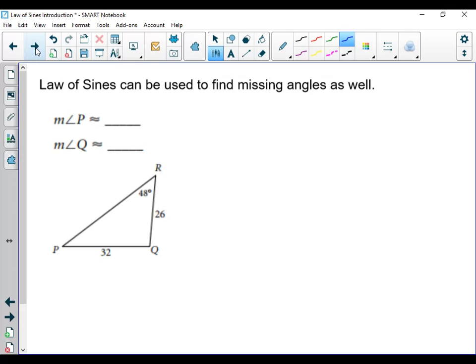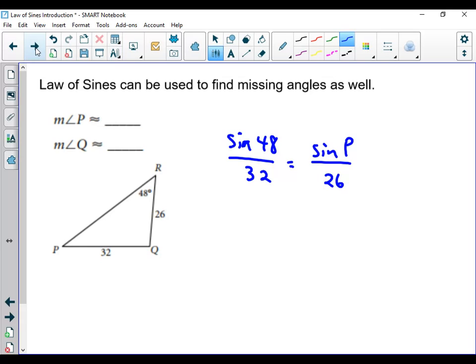So I have the sine of 48 that I can put over 32. And that should be equal to the sine of any other angle over its opposite side. But all I have is this other side here of 26. So the angle I'm going to deal with is this angle right here, angle P. So the sine of angle P over 26 is the second part of my setup here.